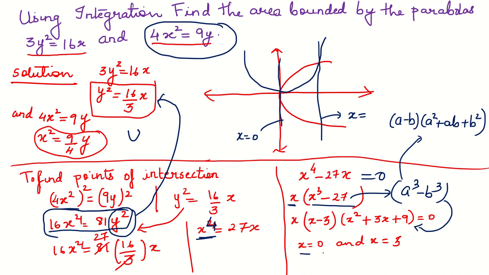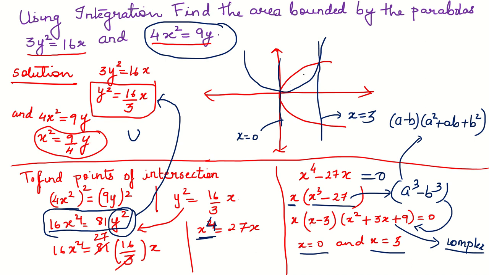Now when you find the roots, you get x equal to 0 and x equal to 3, and the roots from this other part are complex roots. Hence, I do not consider complex roots. Two points of intersection are enough for me. So here x is equal to 3. Now the main part is finding the area.